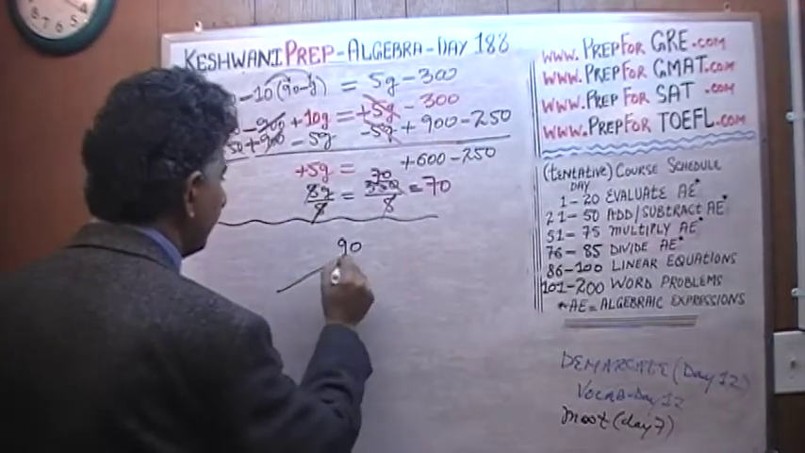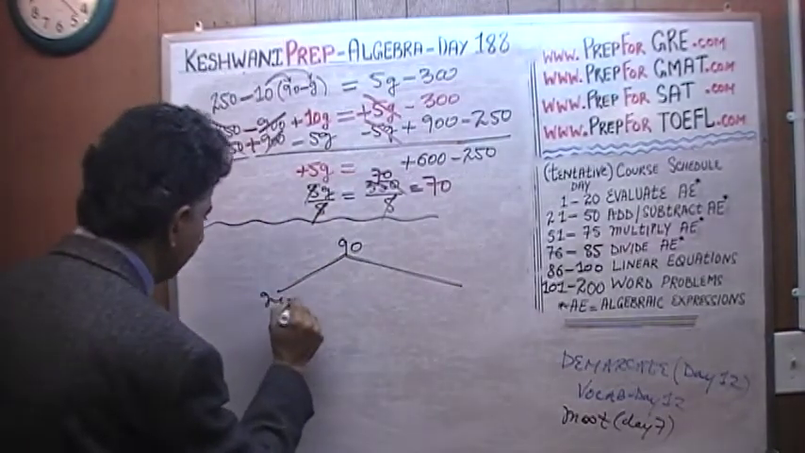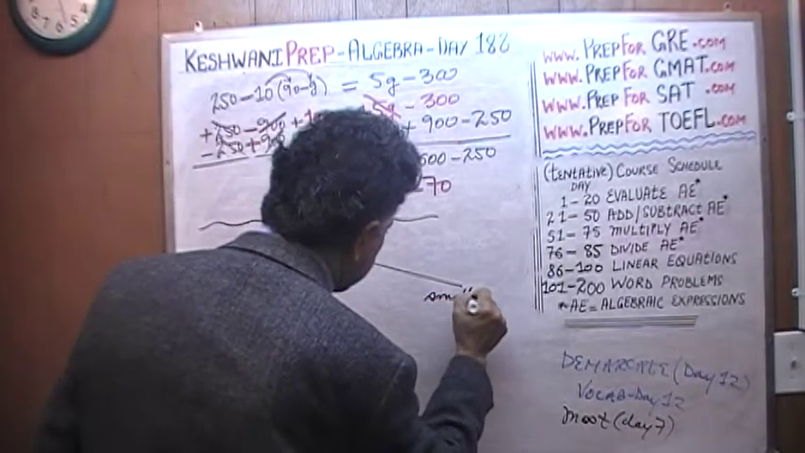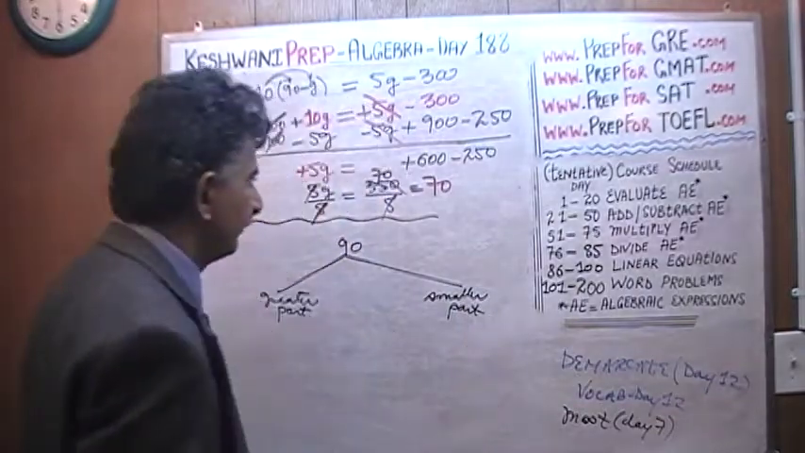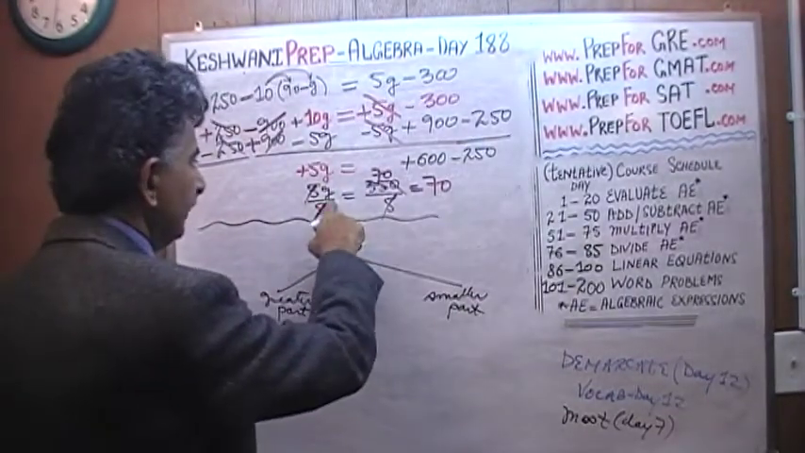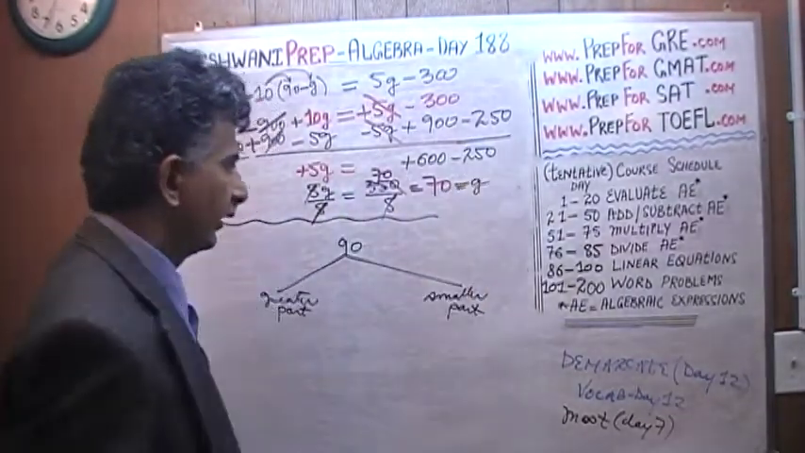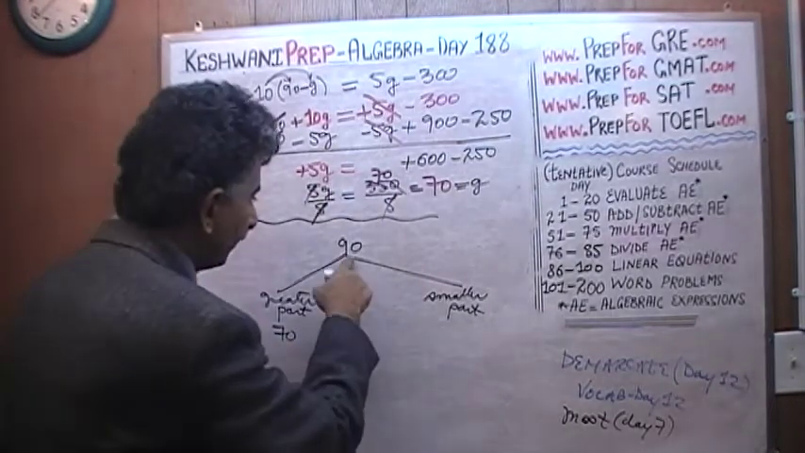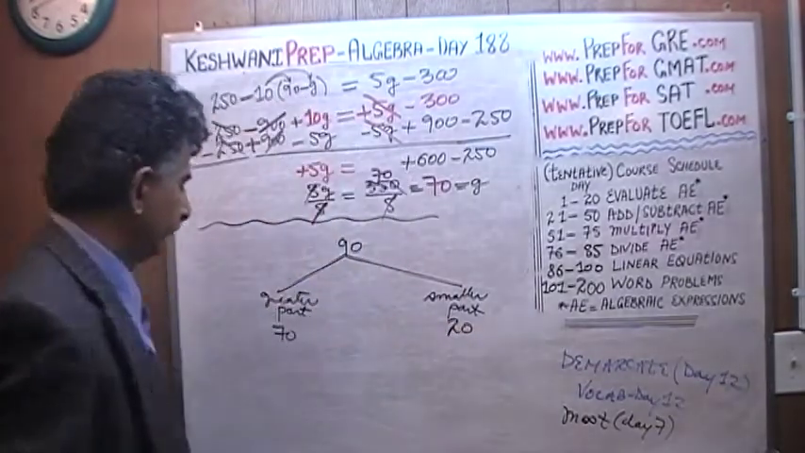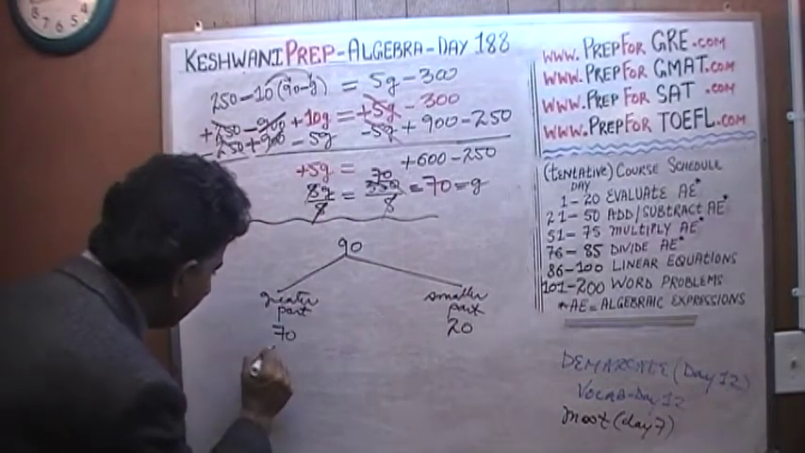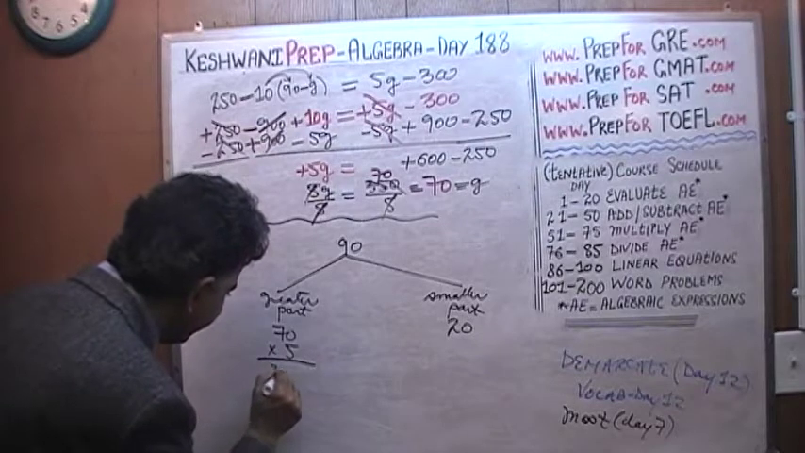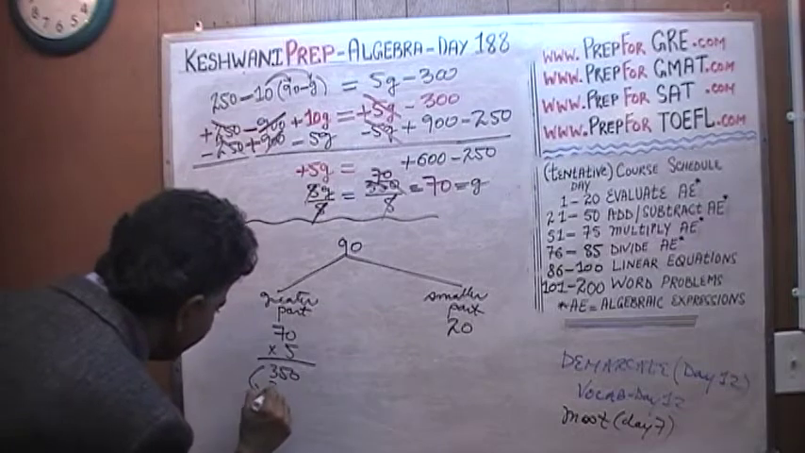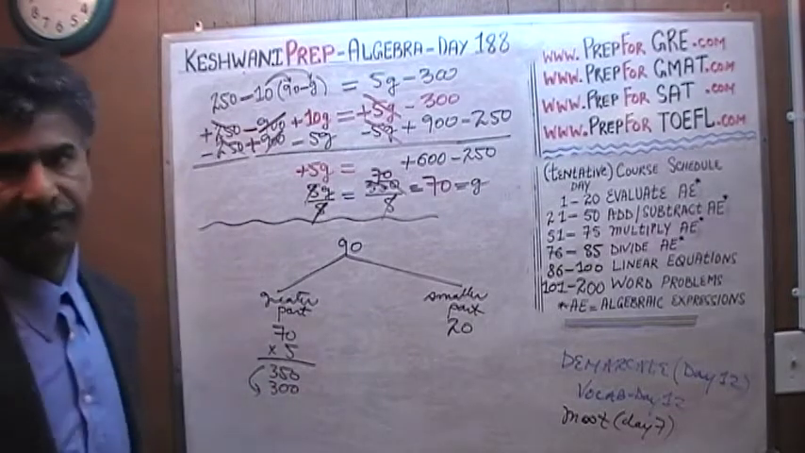We're claiming that we're going to break it up into two parts, the greater part and the smaller part. What we just found is that the greater part is 70. G equals 70, G for greater. So if the greater part is 70, then the smaller part must be 20 because they have to add up to 90. Now 5 times the greater part is 350. 350 exceeds 300 by how much? 350 exceeds 300 by 50.